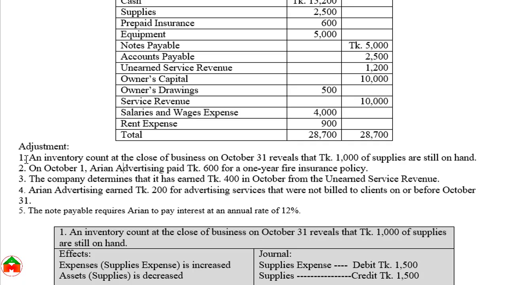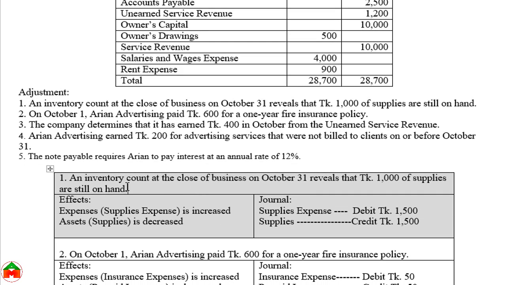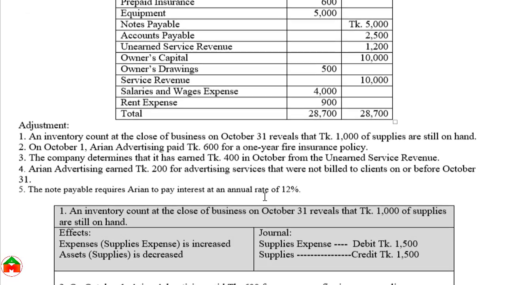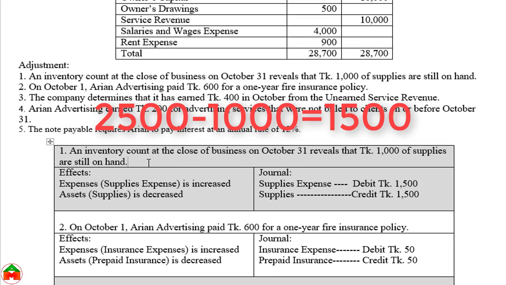So now we will adjust these 5 items. I have written them here again. Number 1 is an inventory count at the close of business on October 31 reveals that Taka 1000 of supplies are still on hand. But here we can see supplies has a balance of 2,500, while counting shows that the rest of the supplies is 1,000. So the rest of the 1,500 became expense.